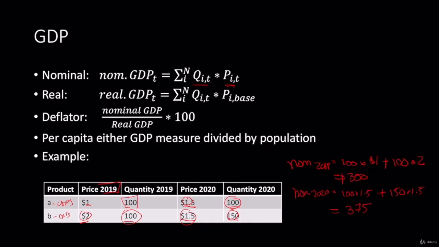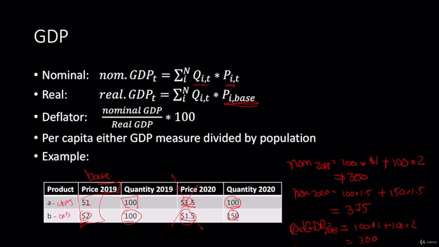Okay, now what happens if I do real GDP in 2019? I always have to use the price of the base. So let me decide that 2019 is my base. I'm going to use the same formulas, but I'm always going to use these prices and I'm going to ignore these ones. And in 2019, it's going to be 100 times 1 plus 100 times 2. I still get 300, right? Because the base of 2019 is the same, so I'll get the same answer.